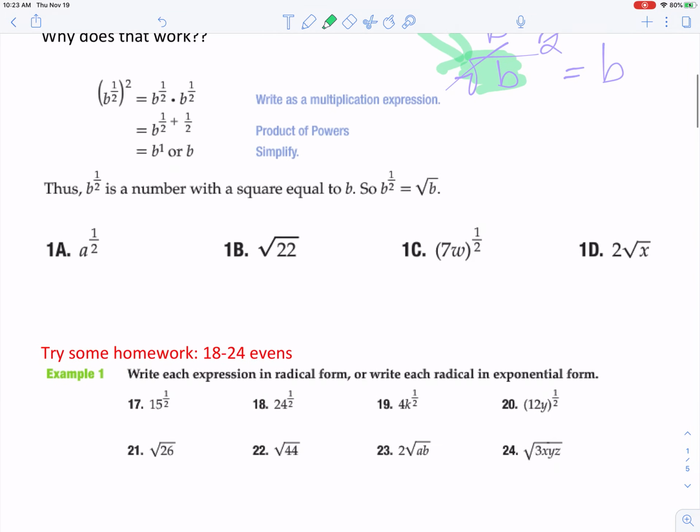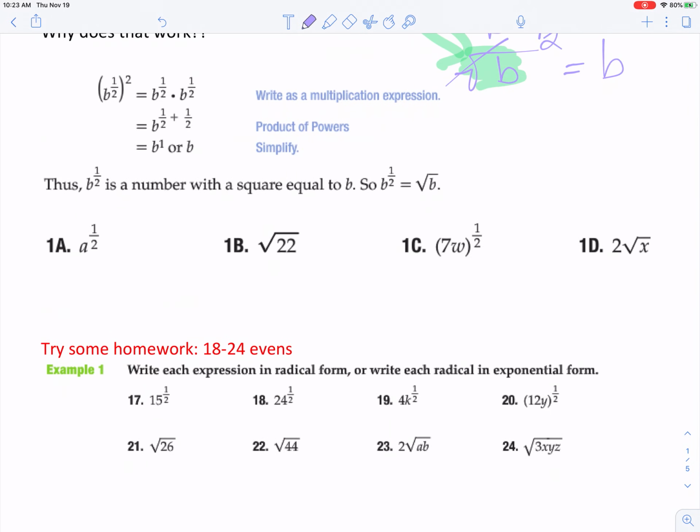Okay? So, first we're just going to rewrite them. If I have a to the 1/2 power, that's just the same thing as the square root of a. If I have the square root of 22, that's the same thing as 22 to the 1/2 power. Where you have to get careful about things is where the parentheses are. So notice that the 1/2 is acting on the entire 7w. That means it's going to be the square root of 7w. Okay, if this had been 7w to the 1/2 without the parentheses, then the w is the only thing being taken to the 1/2 power, so it would just be 7 root w.